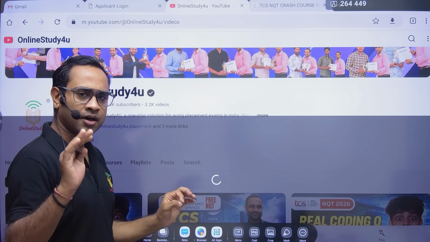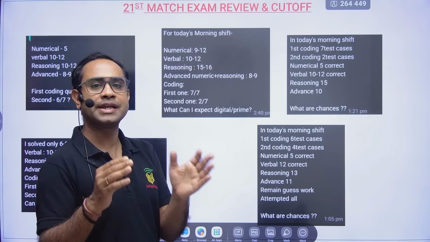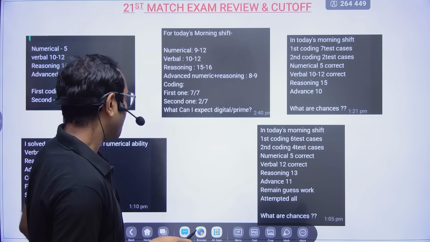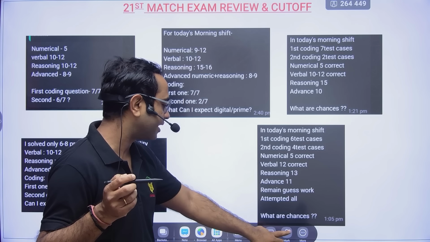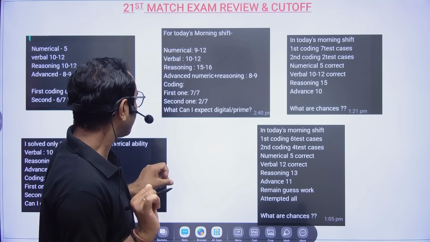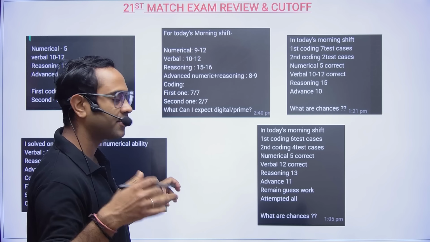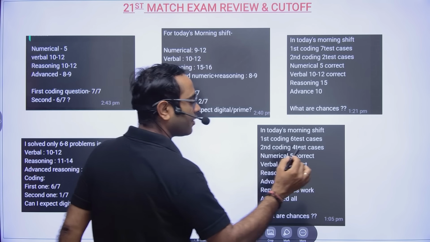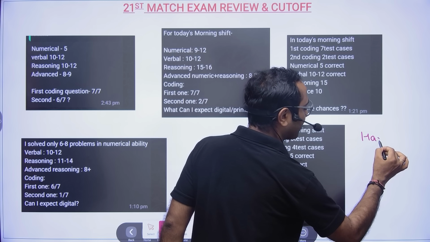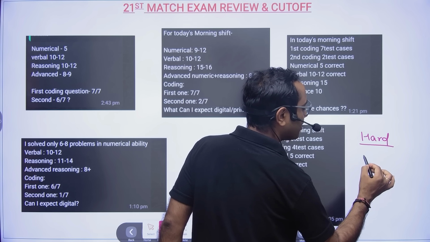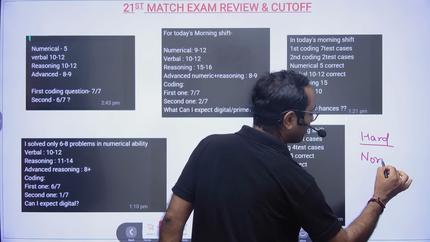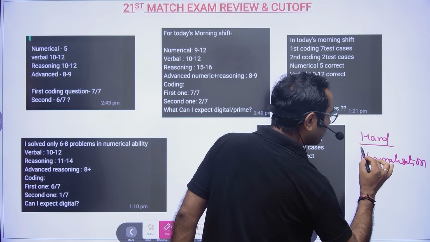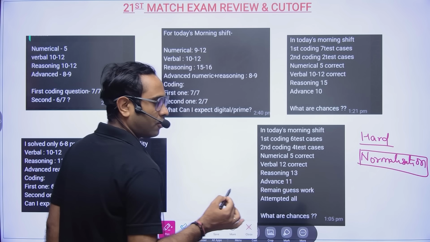So friends, the analysis between 21st of March and 20th of March is not very different. But one thing you need to understand is there is something called normalization. Many students were telling me, sir, shift 2 is always hard. Don't worry about it. If any shift is difficult or hard, then there will be normalization. We will talk about that. There is no problem at all.